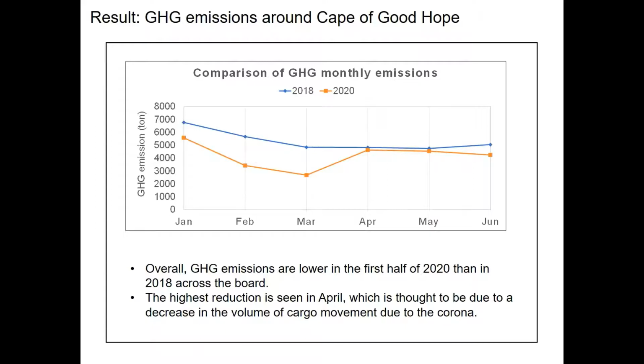We estimate the number of ships increased in Cape of Good Hope. This is because COVID-19 makes demand in the world lower and oil price also becomes lower. Therefore, the number of ships increases and the emission of GHG will increase.